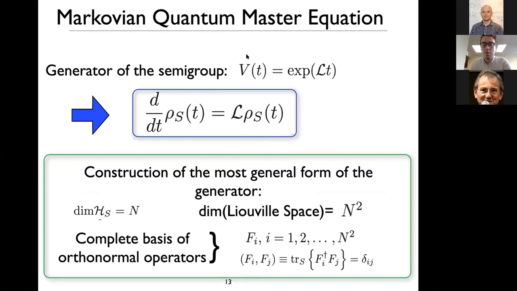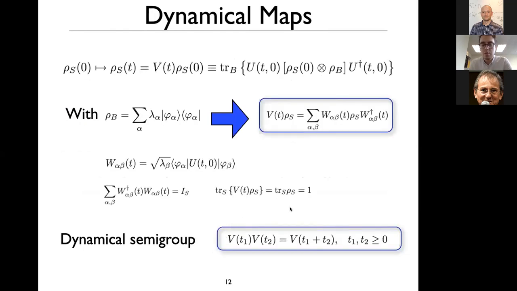Given a dynamical map V, there exists, under certain assumptions, another linear map L, sometimes referred to as the generator of the semigroup, which allows us to represent the semigroup in this exponential form. From this exponential form, you can see that by definition this map satisfies this semigroup property here, just due to the fact that when you multiply any two exponentials together, their exponents add.